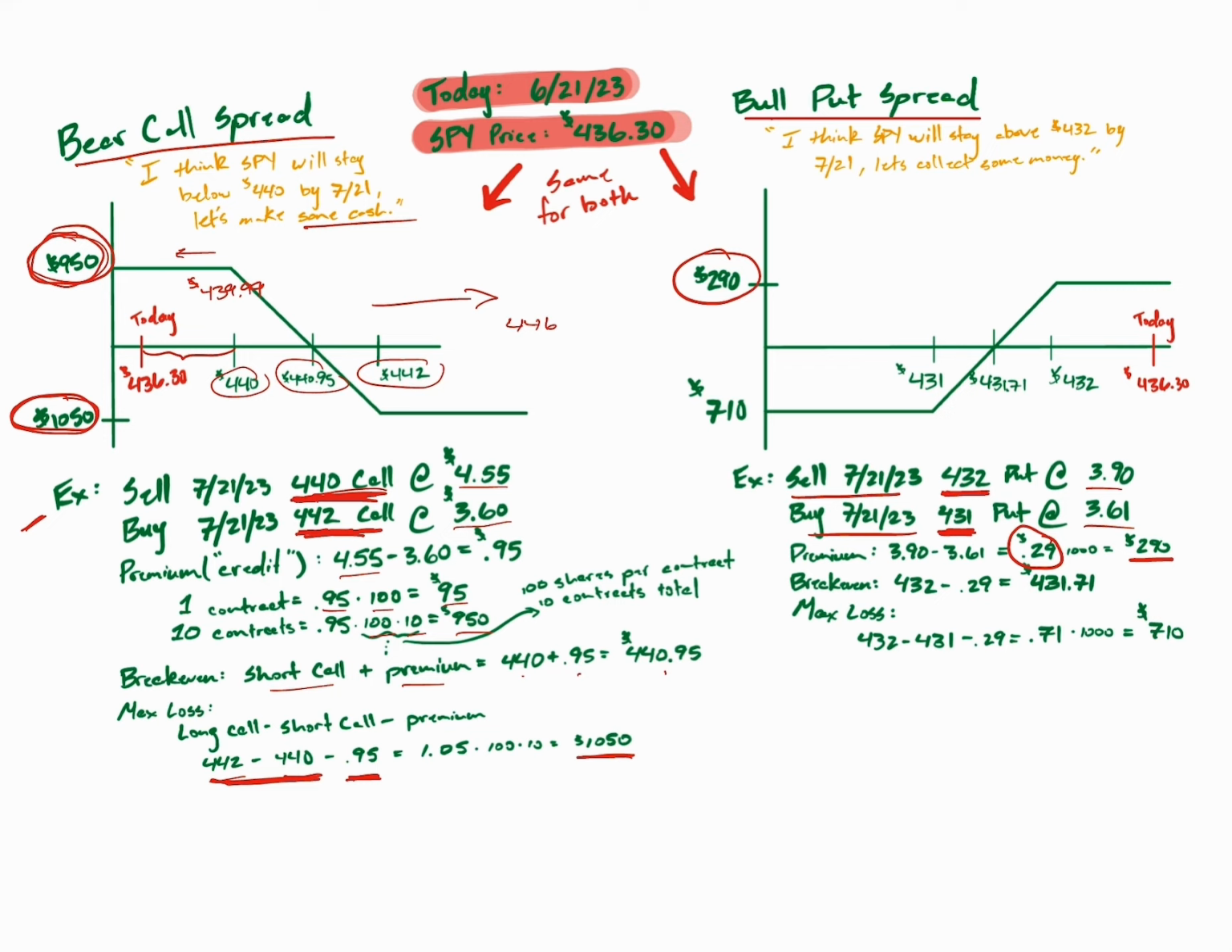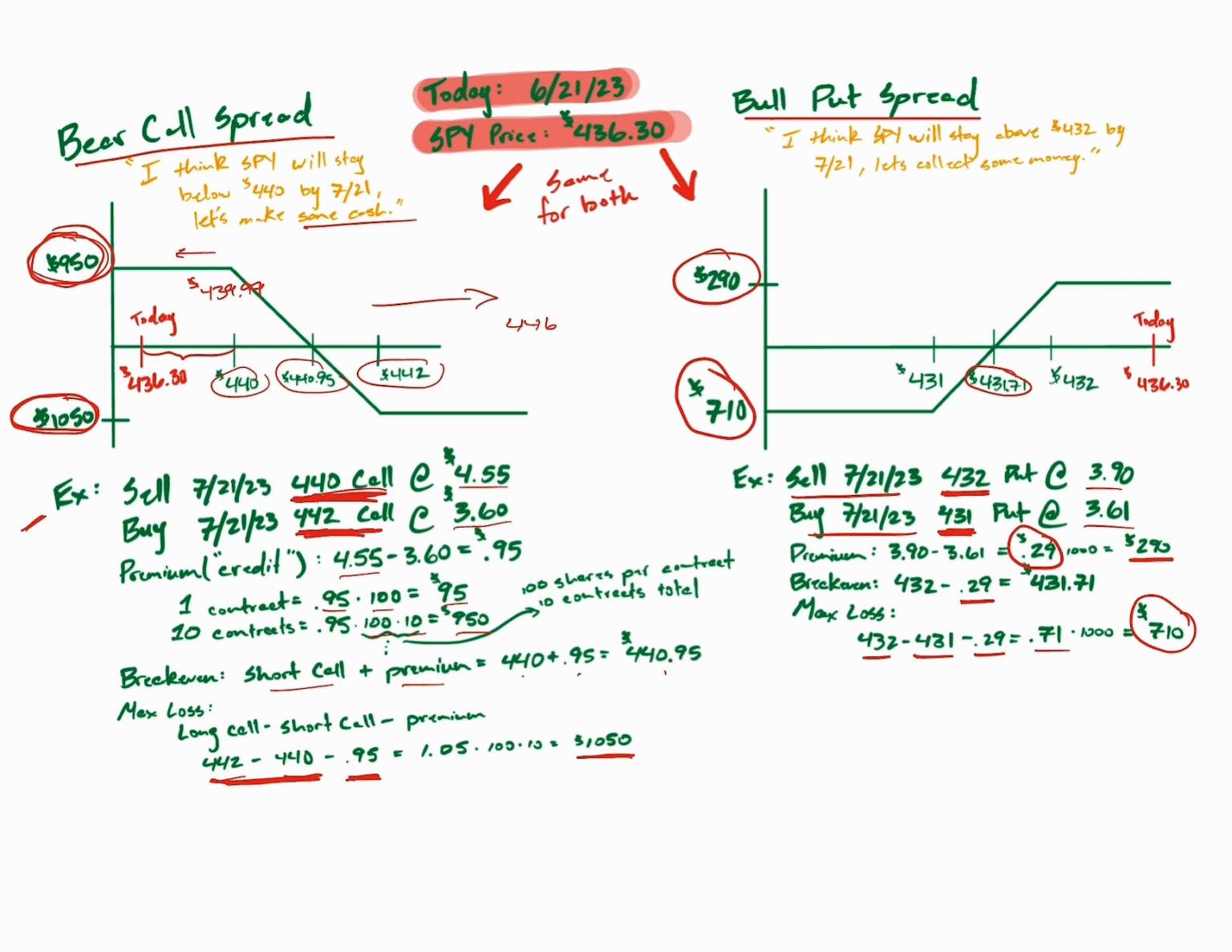And then the break even, which is always important. Like, when have I broken even on my money? I just subtract that guy from the short call that I sold. So 431.71, which is this guy right here. And then the max loss again is the difference between these guys. So that's 1 point minus 29 cents. I get 71, multiply it by 1,000, I get 710. So I get 710 right here.